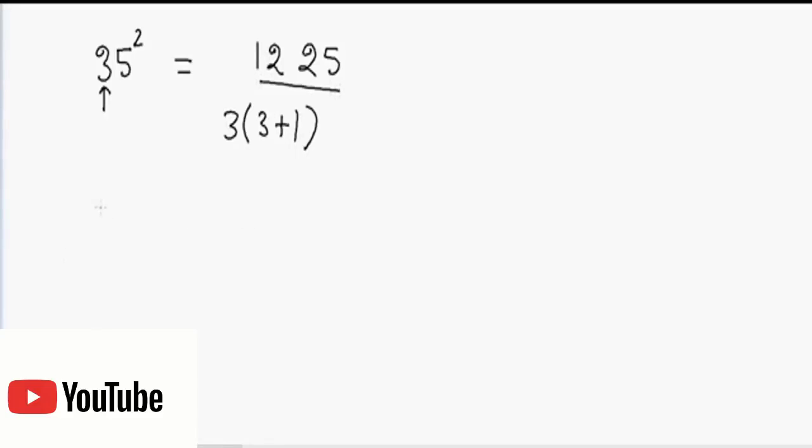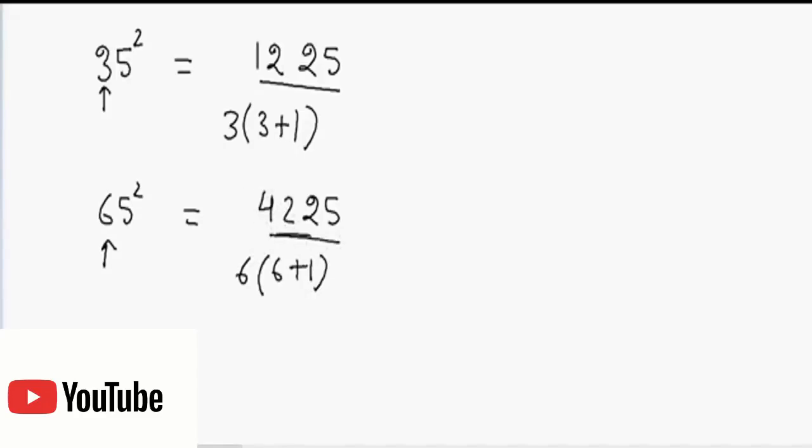So another example, if I have 65 square, in that case I have to write 25 and then I'll take 6. So multiply 6 by 6 plus 1, that will be equal to 7. 7 into 6 is 42. So the answer is 4225. So how this trick works, so let's look into that.